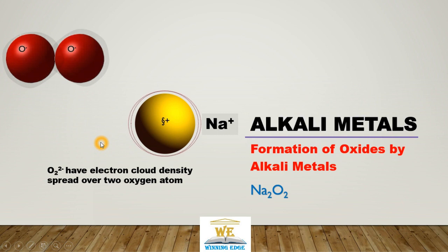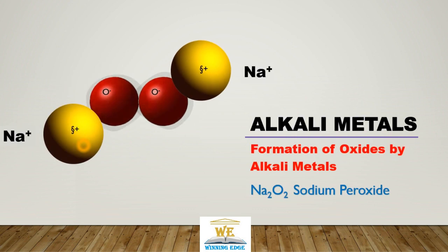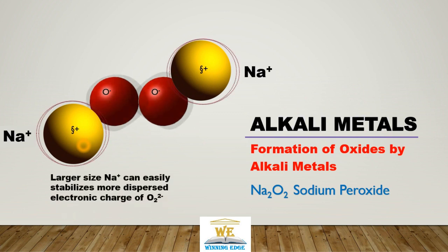That's why it is easier to stabilize this large-sized O2 2- negatively charged anion by two large-sized sodium ions. Thus, Na2O2 is a stable structure because of large size of sodium ion that can stabilize large-sized O2 2- peroxide anion.